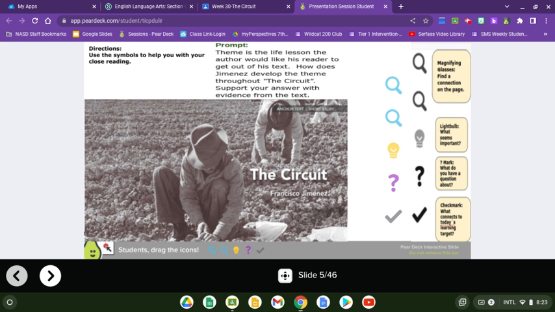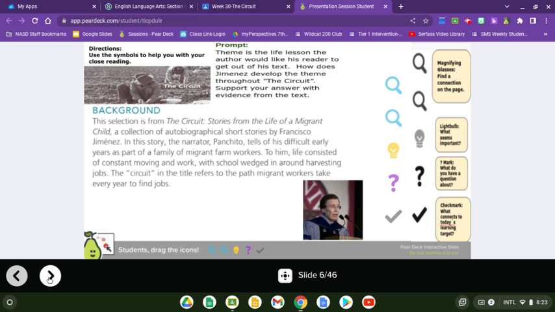The Circuit by Francisco Jimenez. You needn't worry about annotating this page. Background. This selection is from The Circuit, Stories from the Life of a Migrant Child, a collection of autobiographical short stories by Francisco Jimenez. In this story, the narrator, Panchito, tells of his difficult early years as part of a family of migrant farm workers. To him, life consisted of constant moving and work, with school wedged in around harvesting jobs. The circuit in the title refers to the path migrant workers take every year to find jobs.